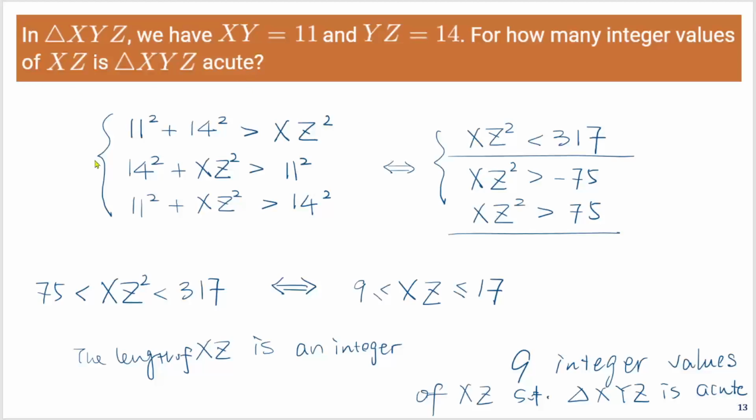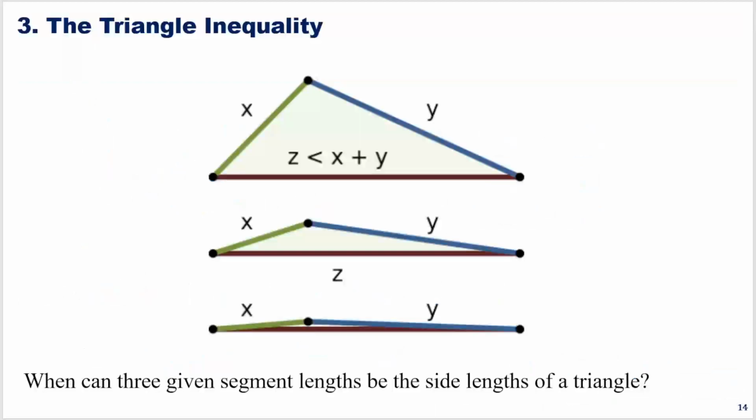Okay, if no questions, next let's have a look at another important inequality, which is the triangle inequality. The triangle inequality answers the question, when can 3 given segment lengths be the side lengths of a triangle? The answer to this question is both more obvious and more powerful than the other inequalities we have already learned in this lesson. So we'll start with a proof of this simple inequality and then show why the inequality is so powerful by using it to solve a variety of problems.